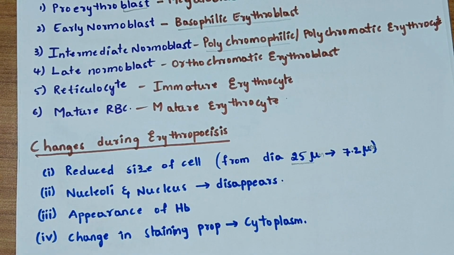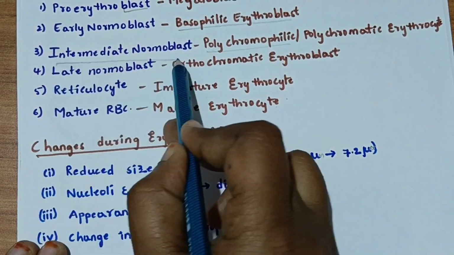Now next is nucleoli and the nucleus. The peculiar feature of RBC is absence of nucleus, right? From the proerythroblast to the mature RBC, there will be disappearance of organelles like nucleolus, mitochondria, and Golgi apparatus. And now there will be appearance of hemoglobin. As I said, the hemoglobin appears in the later stages of erythropoiesis. It is absent in the early stages, absent in the proerythroblast and the early normoblast. It starts appearing in the intermediate normoblastic stage.